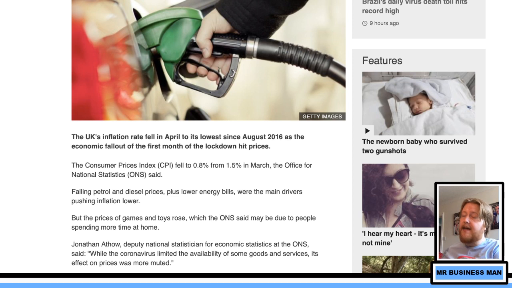The Consumer Price Index, if you remember what that is, is where they get an average basket of goods and look at how much it's increased or decreased over time, and they work out the rate of inflation off that. They call it the CPI, Consumer Price Index. So it says it fell to 0.8% from 1.5% in March. Falling petrol and diesel prices plus lower energy bills were the main drivers pushing inflation lower.